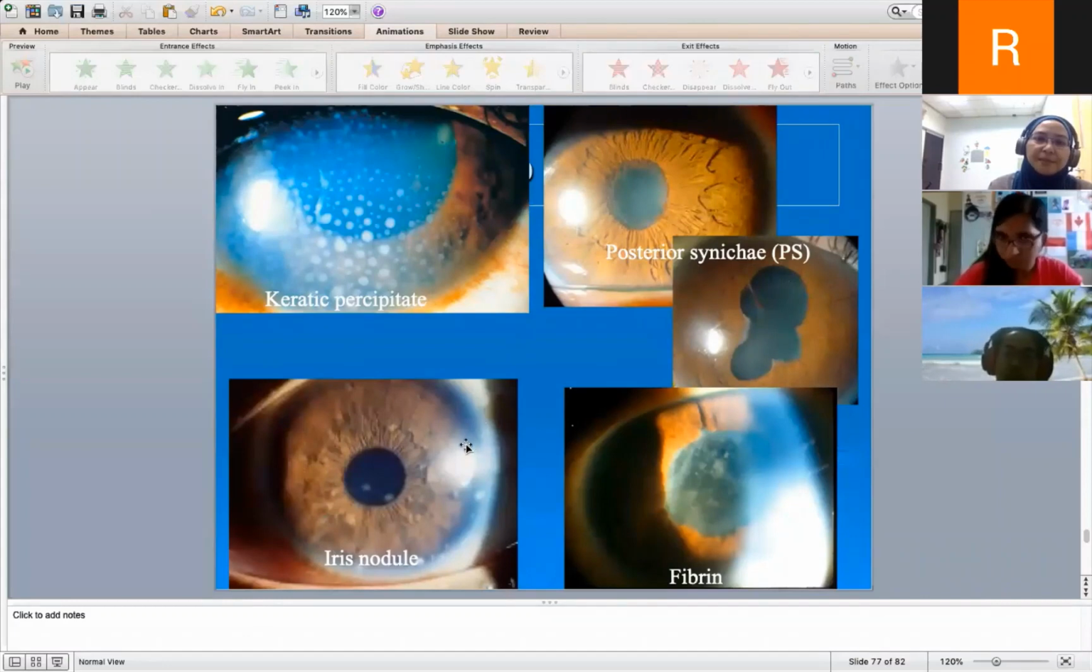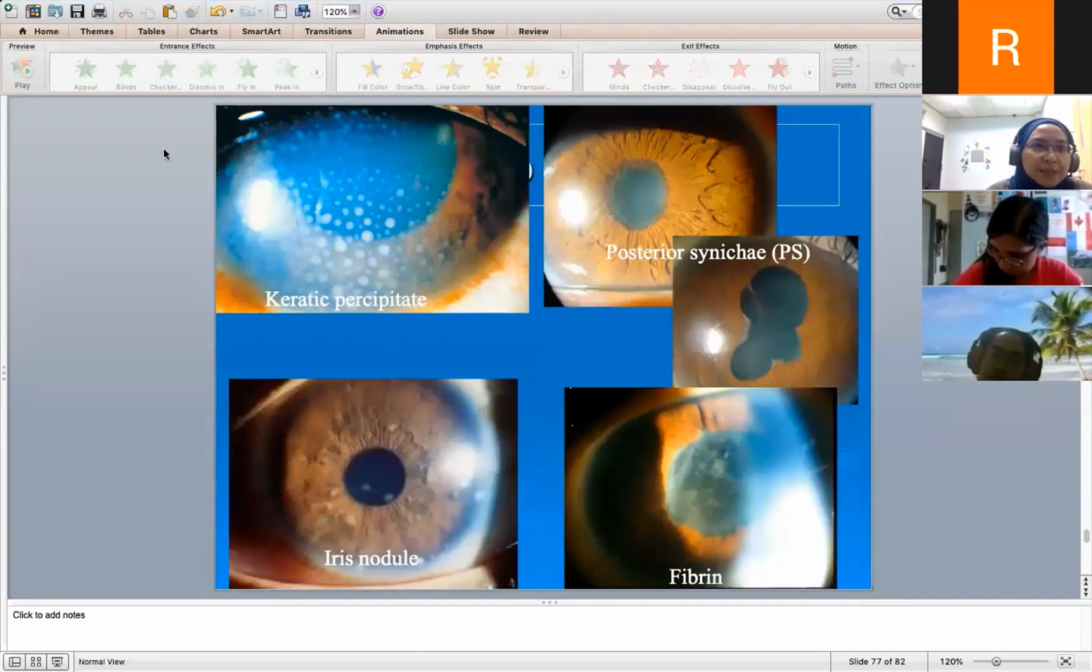Now sometimes the white cells are sitting on the cornea. In this one, the white cells are sitting on the iris, then you call it iris nodule. It's basically the same thing, just inflammation of white cells. It depends on where the white cells reside. If it is on the cornea, you see KPs. If it is on the iris, you see iris nodules. Sometimes you just get the fibrin reaction, so everything is just fibrin, like a cobweb. Those are the signs of anterior uveitis.